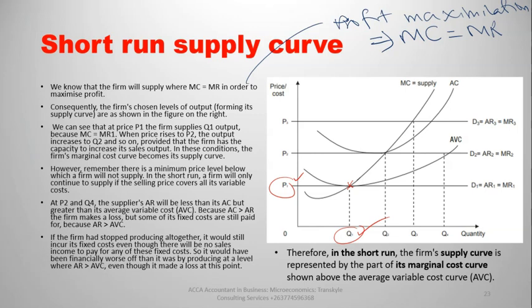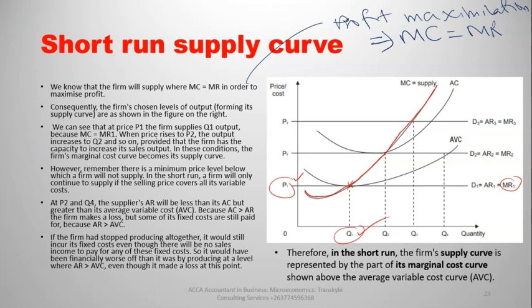All right, why? Because the marginal cost curve, this is the marginal cost curve, ladies and gentlemen. As you can see, the marginal cost curve is intersecting with the marginal revenue, MR1. Okay, that's the marginal revenue.